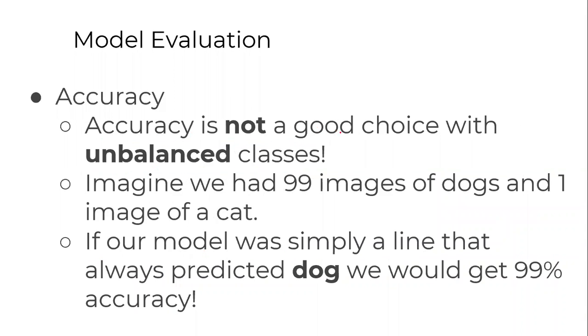So accuracy is not a good choice with unbalanced classes. So this is what we mean by unbalancing or using balanced classes. So the data that you are using for training the model should be balanced. That means if you are using 50 images of dog, then you should use 50 images of cat. Then only it will be properly balanced.